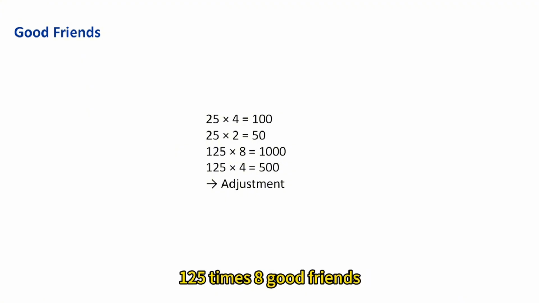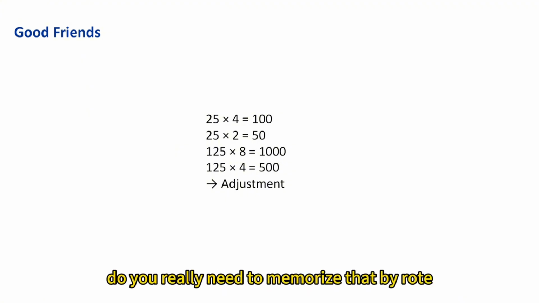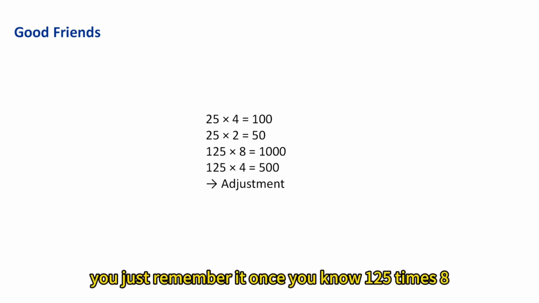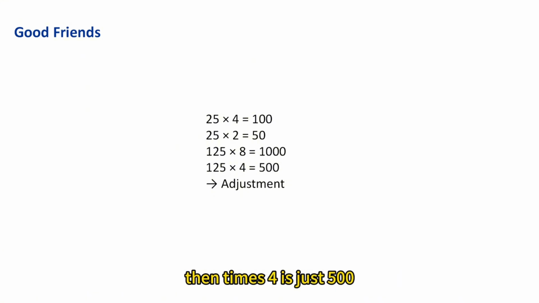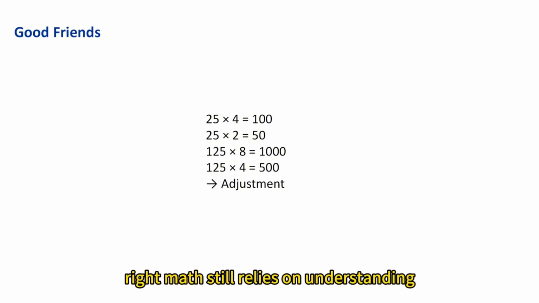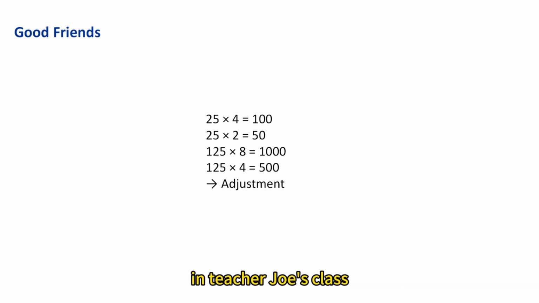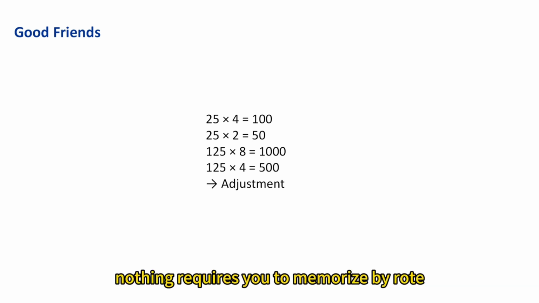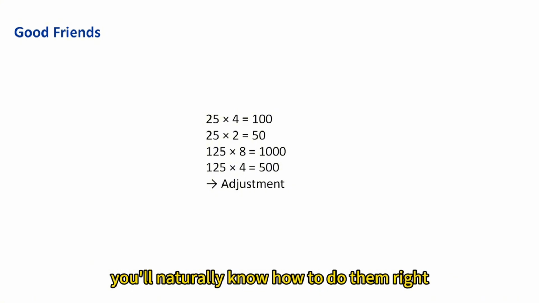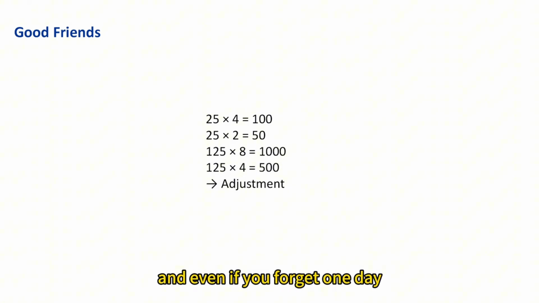125 times 8. Good friends. 1000. Do you really need to memorize that by rote? I don't think so, right? It's very simple. You just remember it. Once you know 125 times 8, then times 4 is just 500. You don't need to specially memorize that or anything, right? Math still relies on understanding. In Teacher Joe's class, nothing requires you to memorize by rote. Actually, for many things, once you truly understand them, you'll naturally know how to do them, right? And even if you forget one day, you can still think back on your own.